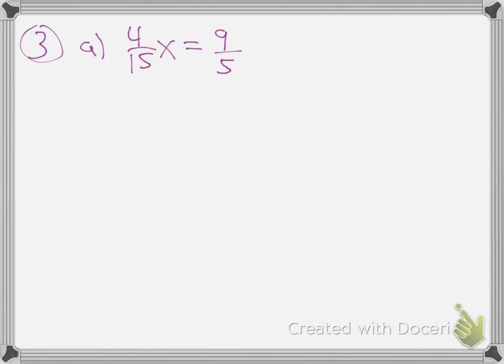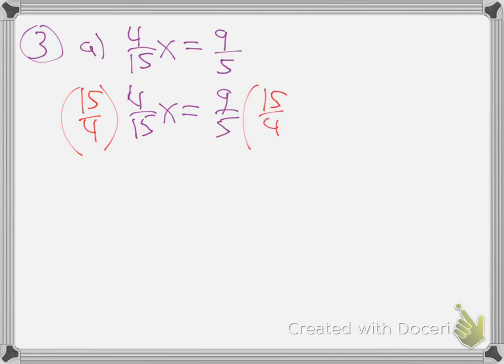You can multiply by the reciprocal. Good, Giselle, right? Yeah, that's the quickest way. That is the quickest. Let's do that, and then I'll show some other ways too. 4/15 x is 9/5. So I'm gonna do what Giselle said. Just multiply by the upside down, the reciprocal, and whatever you do to one side, what's the rule?